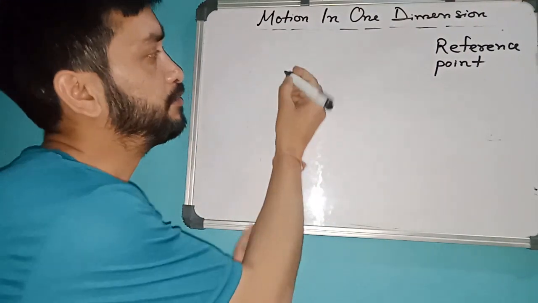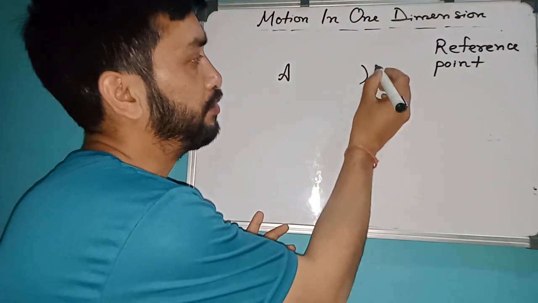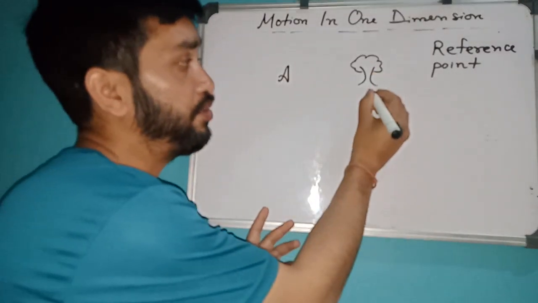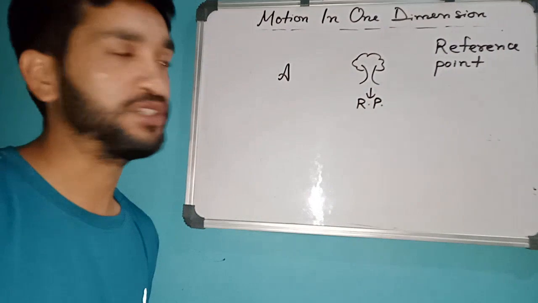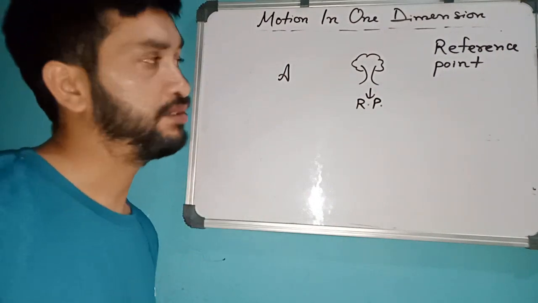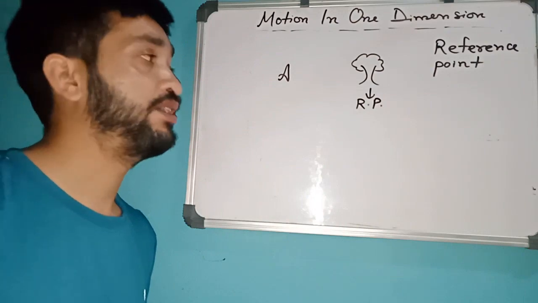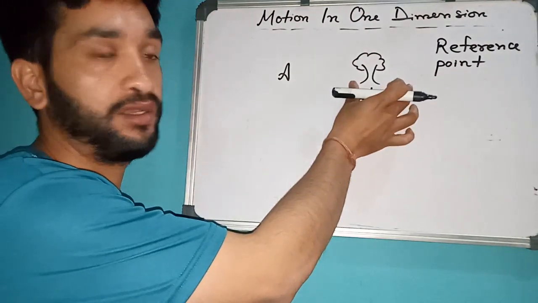For example, suppose this is a person named A, and here is a tree. Now this tree I have taken as a reference point. Do not use RP in your examination. This is not a standard abbreviation. Just for our understanding, I'm using it in a small way, in an abbreviated way, R.P. So a reference point is this tree and this is A.